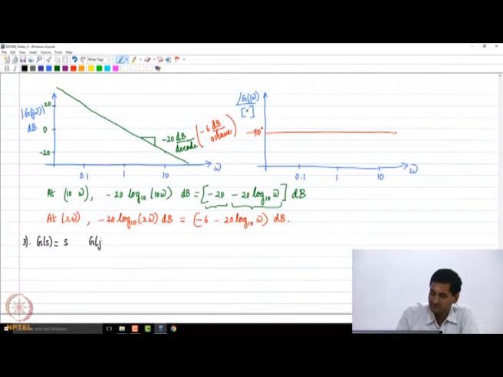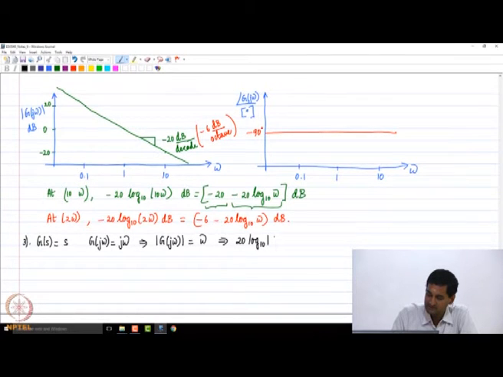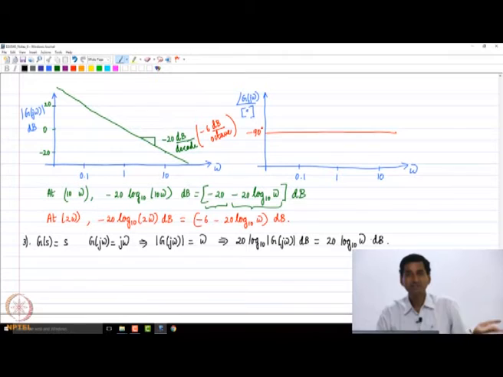It's pretty straightforward. Once we know the process, g of j omega is going to be j omega. So this implies that the magnitude of g of j omega is going to be just omega, right. So this implies that 20 log to the base 10 magnitude of g of j omega in decibels is going to be equal to 20 log to the base 10 omega in decibels. So previously we had minus 20 log to the base 10 omega, now we are having plus 20 log to the base 10 omega, right.